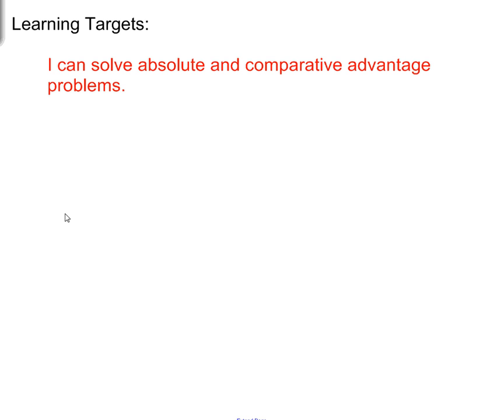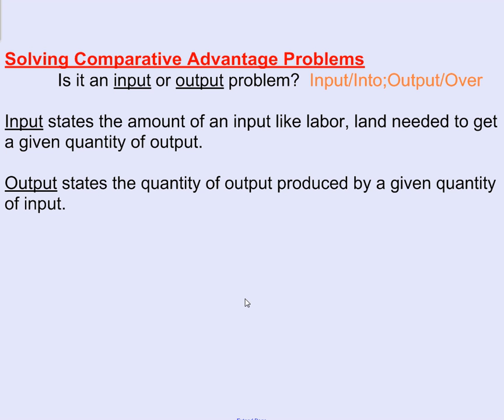again, the output situation now. When we were looking at solving input problems for comparative advantage, our rule for determining opportunity cost was we would take the other number, the input number, into the other in order to find it. Now if it's an output problem, the rule changes. It's going to be output over.